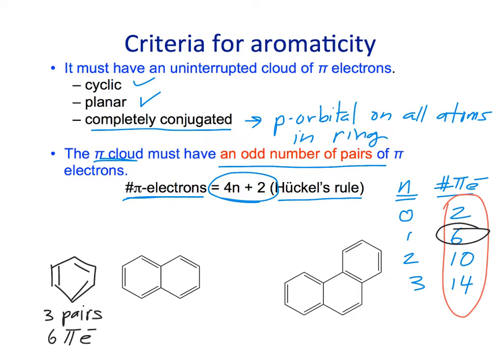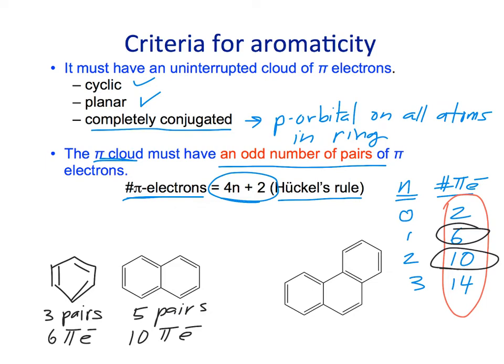We count the pairs, we count the pi bonds: 1, 2, 3, 4, 5. We got 5 pairs of pi electrons. 2 times that, we have 10 pi electrons. That also fits. Okay, it's just the next one up.